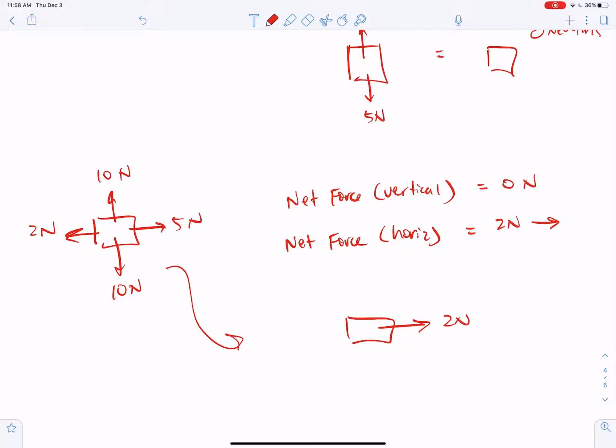So let's take a look at a few more specific examples of how we can use net force.